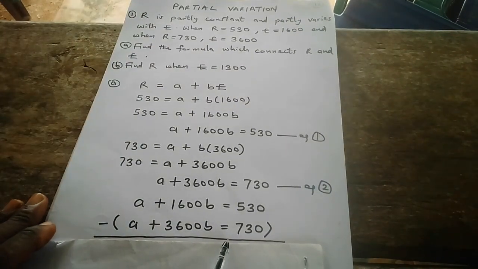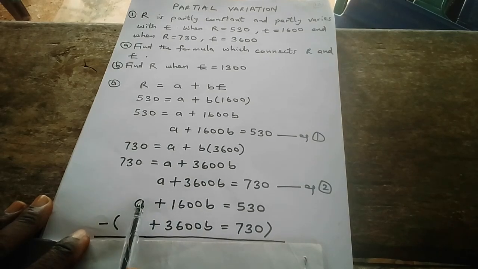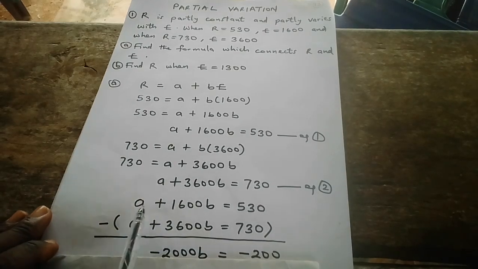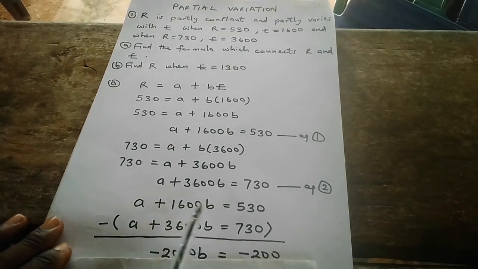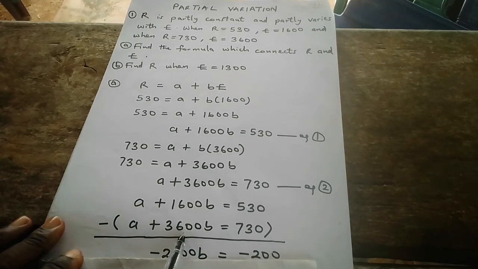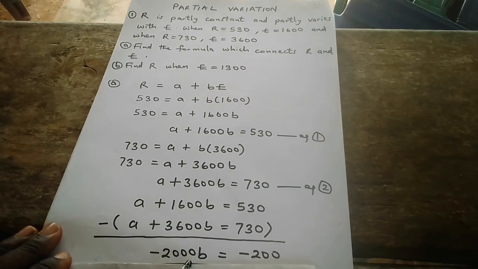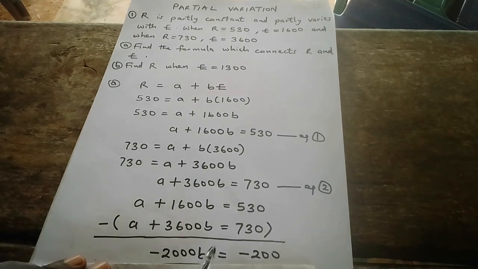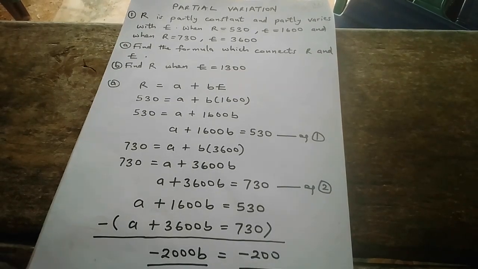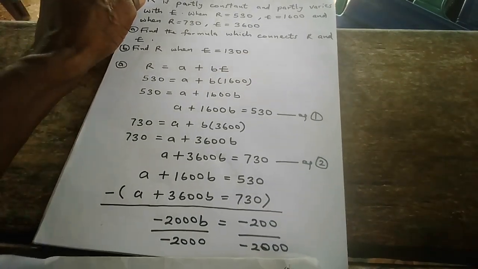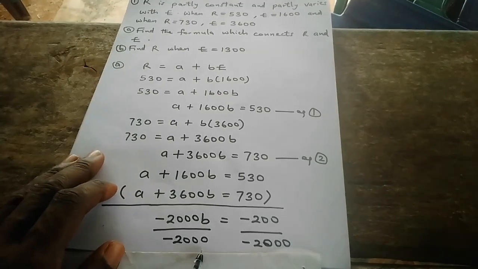So if I use the elimination method, I'm eliminating A. So if I introduce a negative sign here, A minus A will give us 0. So you are left with 1600B minus 3600B, which is minus 2000B. Then 530 minus 730 will give us minus 200. So from here, you divide by the coefficient of B, which is minus 2000.